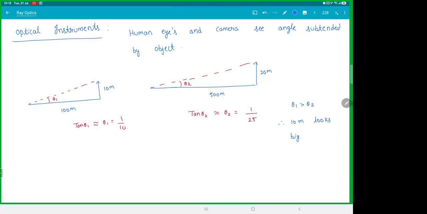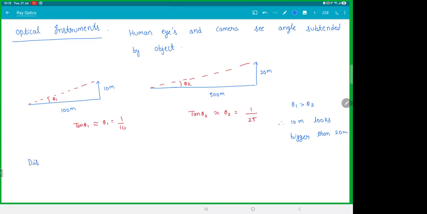This is the problem with the eye. What you see is always the angles. So this is the first thing, okay? This is how human eyes work. Second thing, we have another problem.